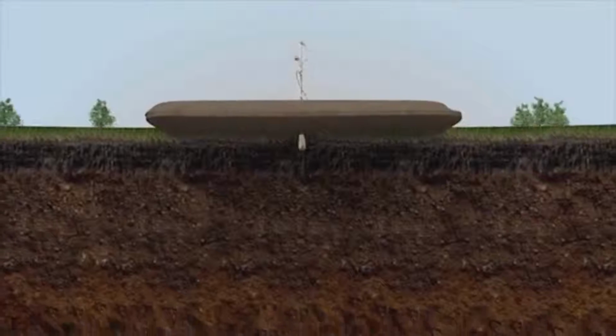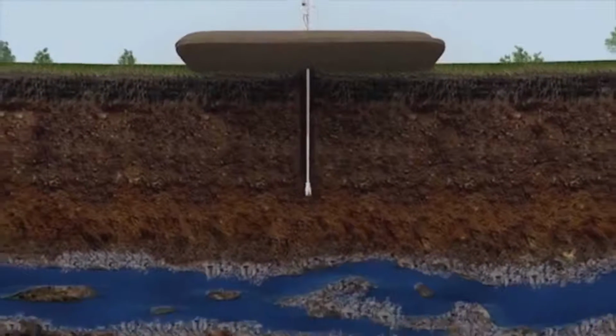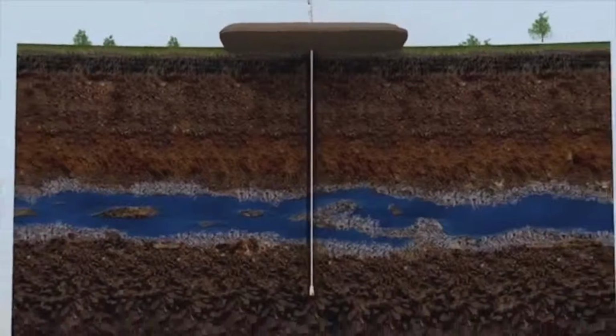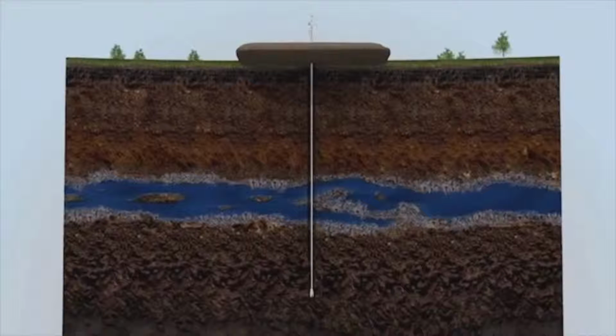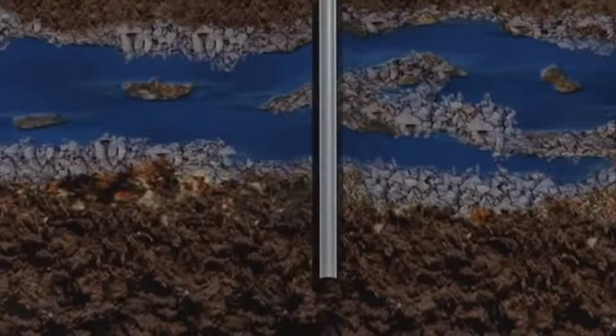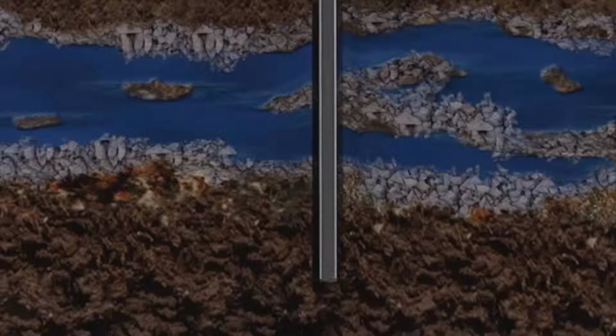The initial steps are the same as for any conventional well. A hole is drilled straight down using freshwater-based fluids, which cool the drill bit, carry the rock cuttings back to the surface, and stabilize the wall of the well bore. Once the hole extends below the deepest freshwater aquifer, the drill pipe is removed and replaced with steel pipe, called surface casing. Next, cement is pumped down the casing.